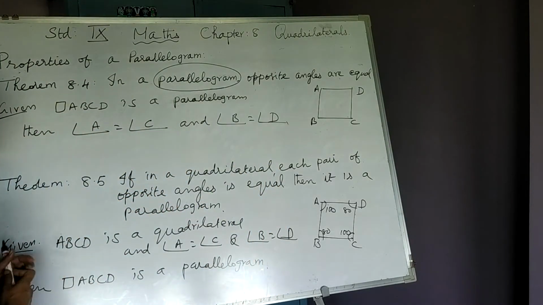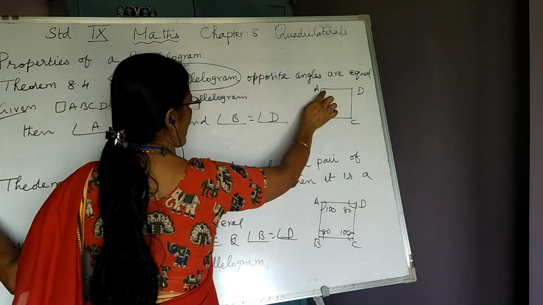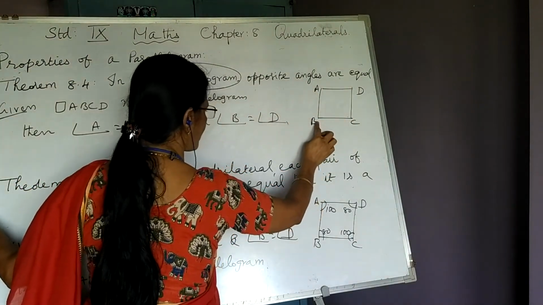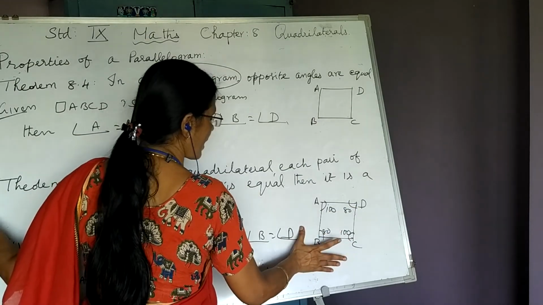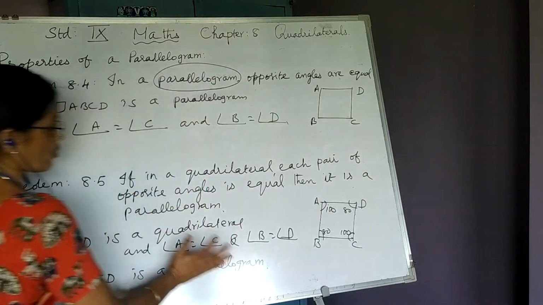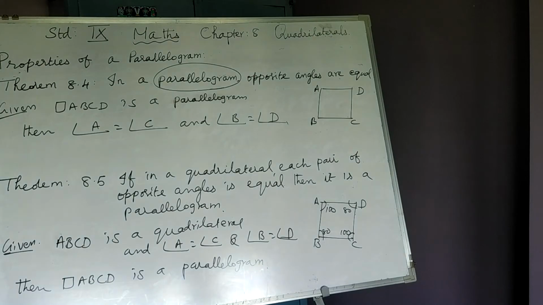Right. So in any parallelogram, opposite angles are equal. Conversely, if opposite angles are equal in any quadrilateral, the quadrilateral becomes what? Becomes a parallelogram. The numbers I have taken, 180, is only for example.